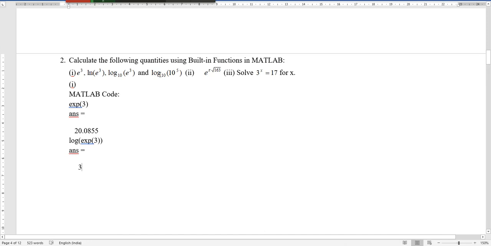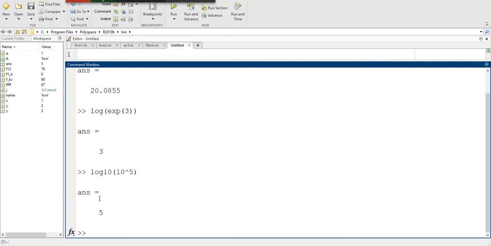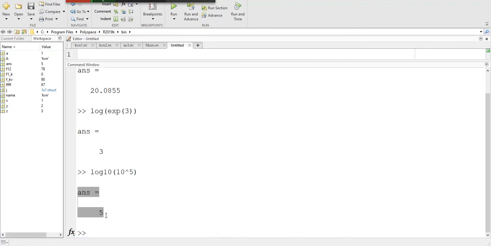Now, coming to log base 10. How to write log base 10? Log base 10 means log10. Only small letters. Log base 10 of 10 power 5, 10 caret 5. You may use the power function also, don't worry. Now what is the value? Coming to software, the answer is 5. In this fashion you can write the record also.